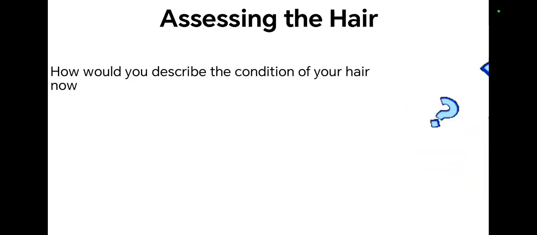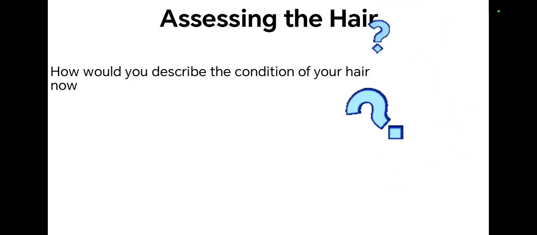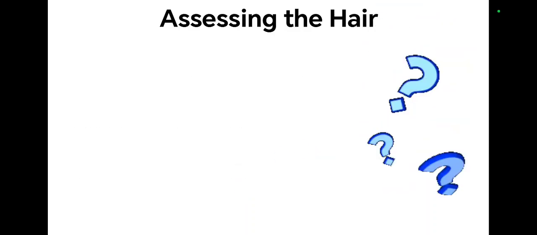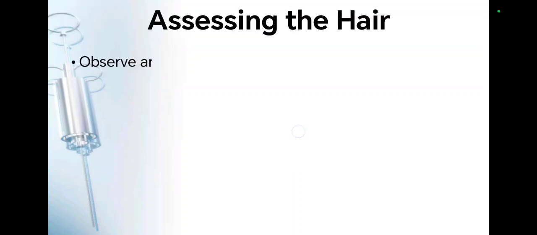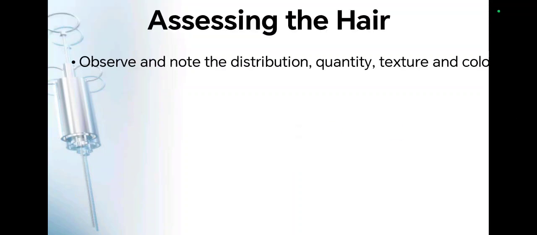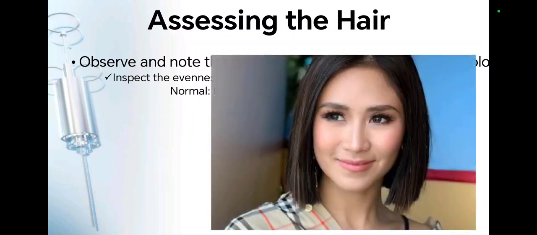Now, for assessing the hair, how would you describe the condition of the hair of your patient? How often do they wash their hair? And have you noticed any hair loss, or alopecia? So observe and note the distribution, quantity, texture, and color of the hair. Inspect the evenness of growth over the scalp. Normally, it is evenly distributed.